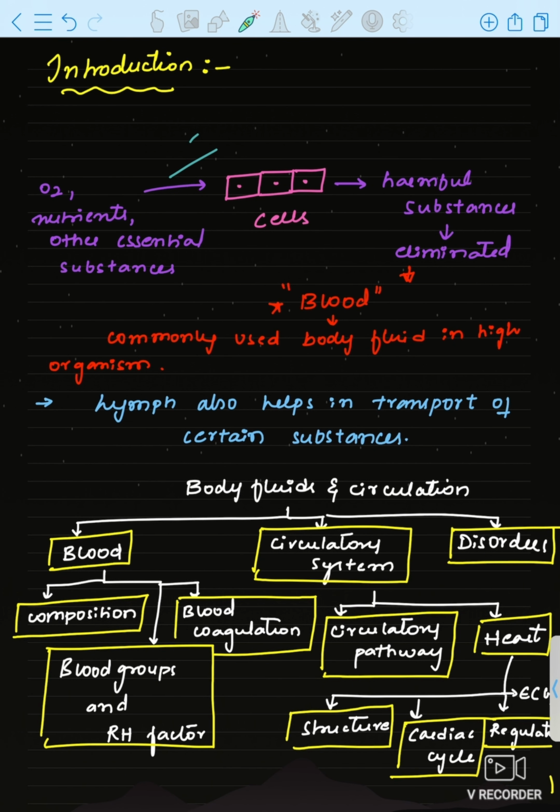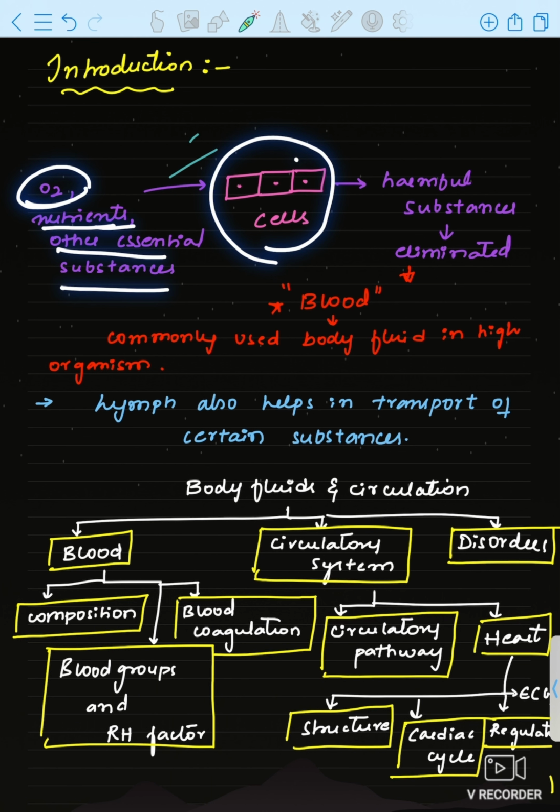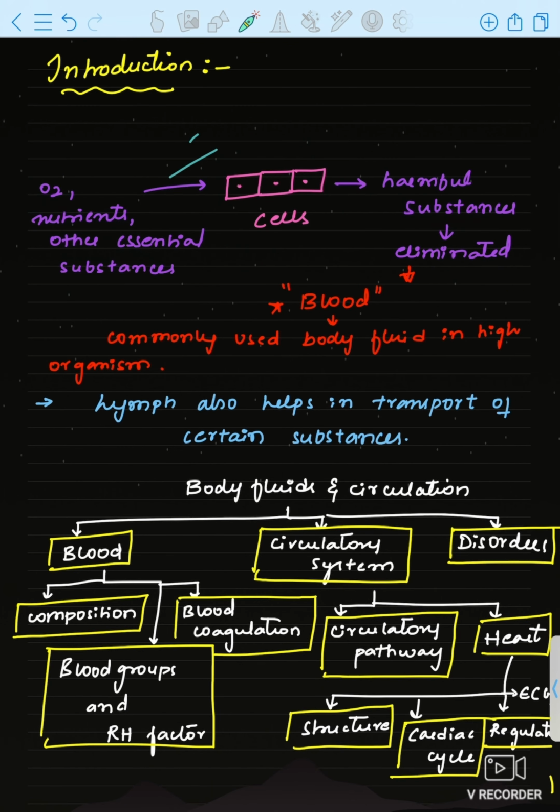First we will start with the introduction. Oxygen, nutrients and other essential substances will be provided to cells. These cells will utilize the oxygen and nutrients and they will produce harmful substances. These harmful substances need to be eliminated, otherwise it will cause damage to the body, right? How do these processes occur, how are those harmful substances eliminated? It is eliminated through a fluid, that is called blood.